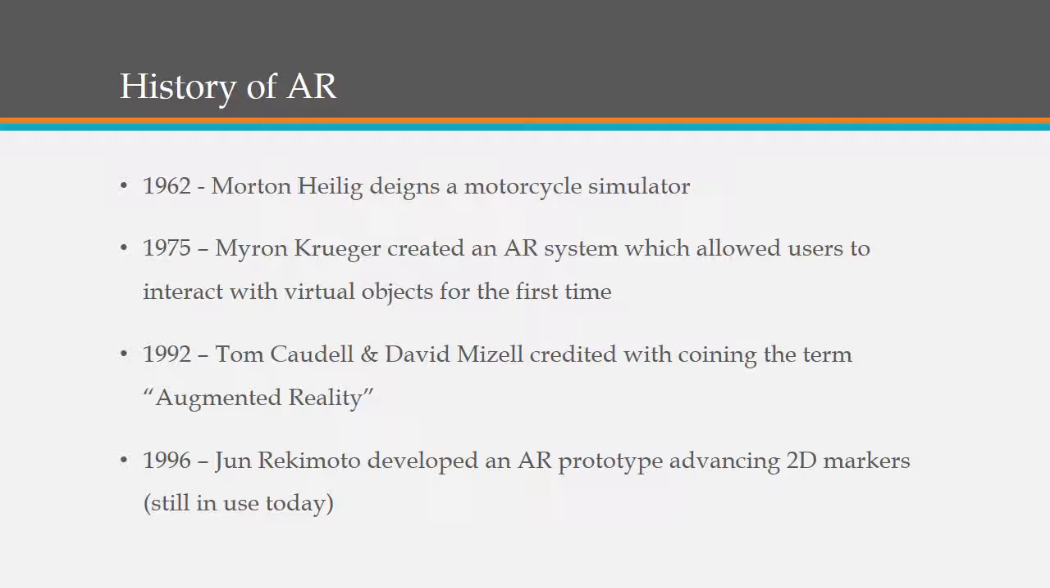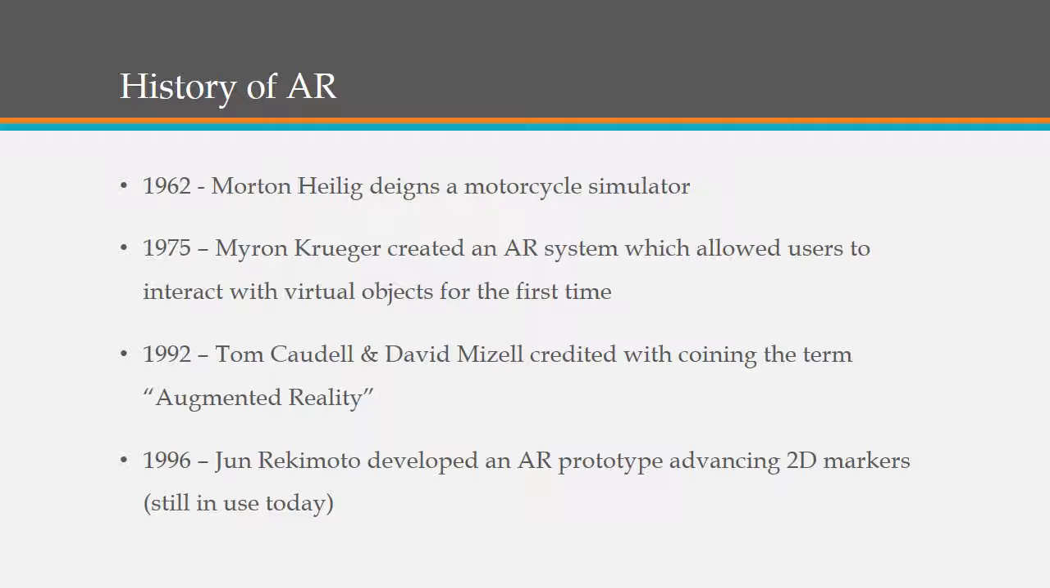The first listed was for 1962, where Morton Heilig designed a motorcycle simulator. This is one of the earliest known examples of immersive multisensory technology that had visuals, sound, vibration, and smells. 1975, Myron Krueger created an augmented reality system which allowed users to interact with virtual objects for the first time.